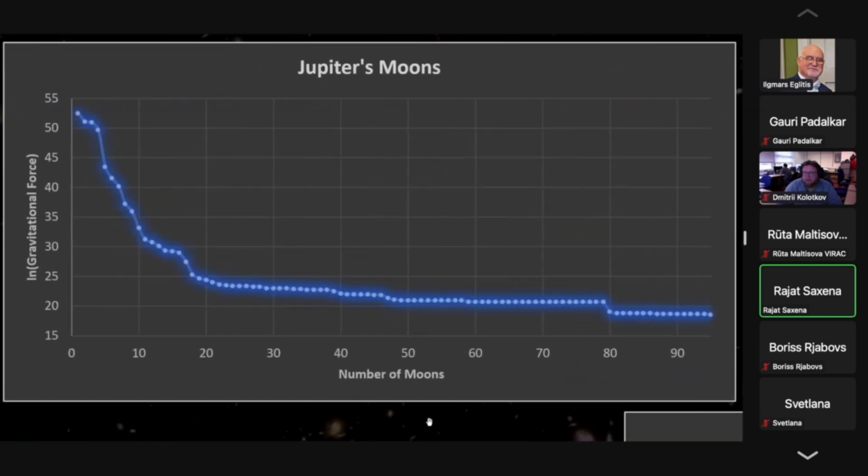With the example of Jupiter. So basically, we have Jupiter's data right here. So we expect only one point to have the lowest magnitude, but what we actually find is we get a series of moons which have nearly the same magnitude of force. So all these moons have nearly the same magnitude of force.